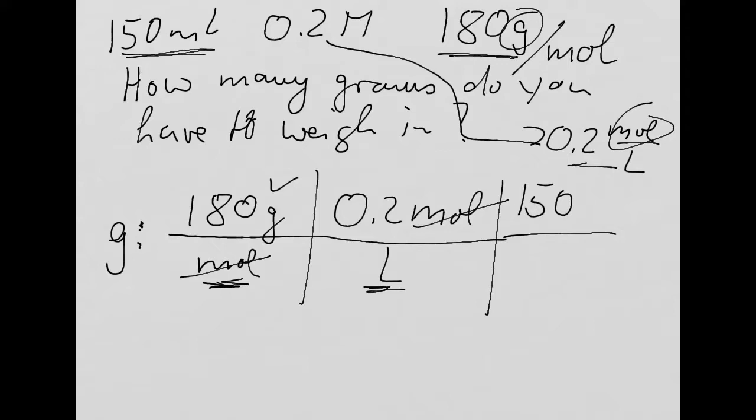150 milli means what? What does the unit milli mean? 1,000? 1 over 1,000. Yes, exactly. So I write this as 150 times 10 to the minus 3 liter. 10 to the minus 3 means milli. Yeah?